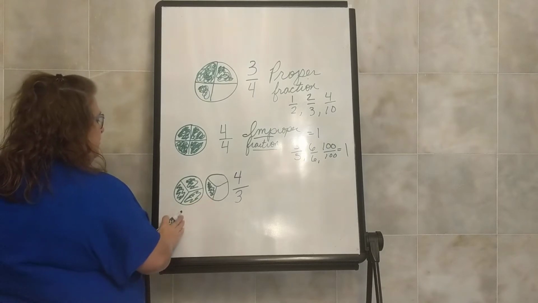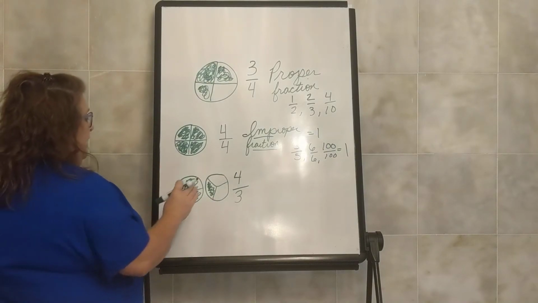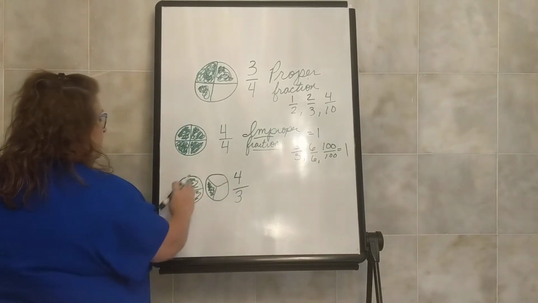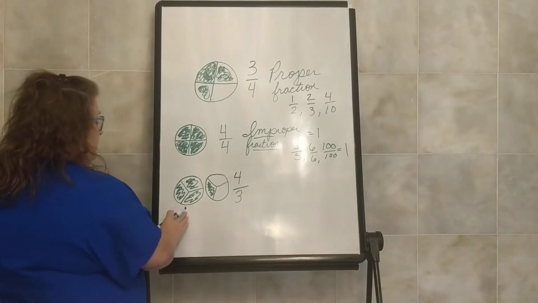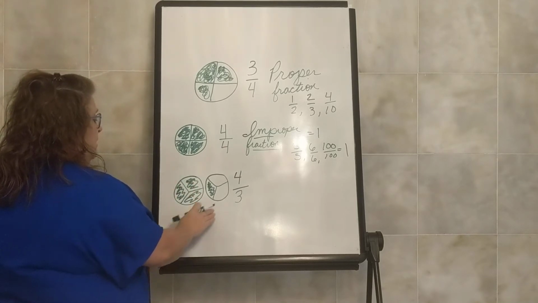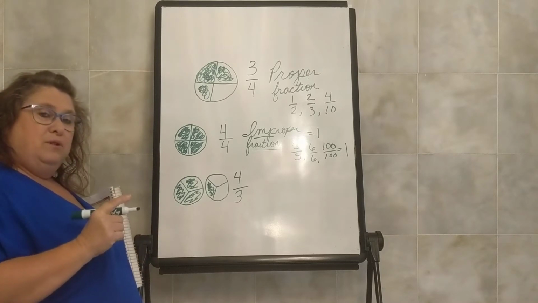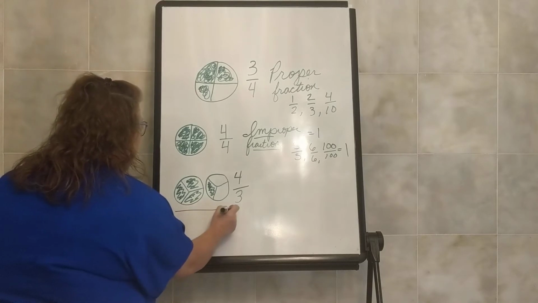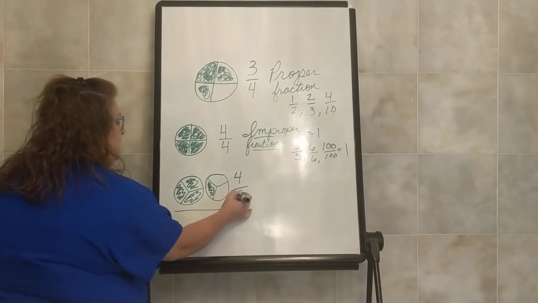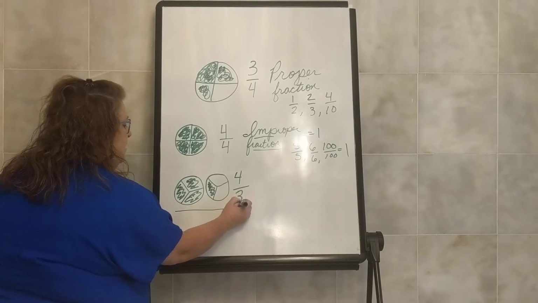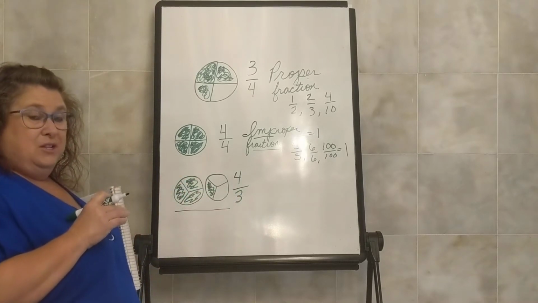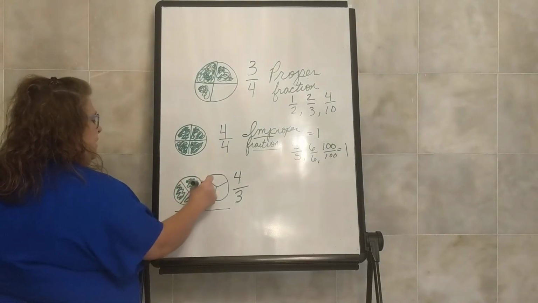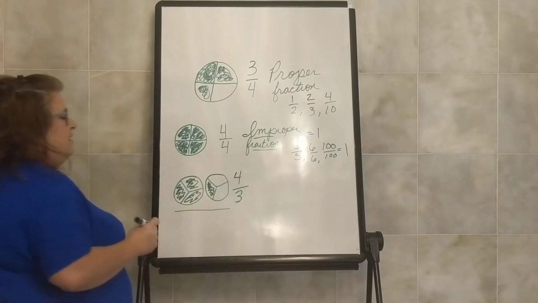Here I had 2 circles, and each circle was divided into 3 parts. Okay, on my first circle, I colored in all 3 parts. On my second circle, I only colored in 1 of those parts. So my denominator for this fraction, if I'm putting these together, would be 3, because that's how many parts each shape is divided into, okay? My numerator is how many parts are colored. There's 1, 2, 3, 4 parts colored, so that is my numerator.